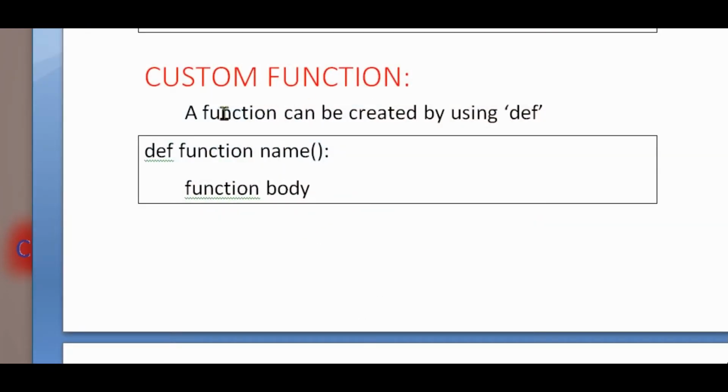Mainly a function can be defined by using a keyword, that is def, then the function name and the function body. In a custom function we will not use any argument, that is, empty closed brackets, or we can call it void. And in the function body we will use expressions, statements and all.